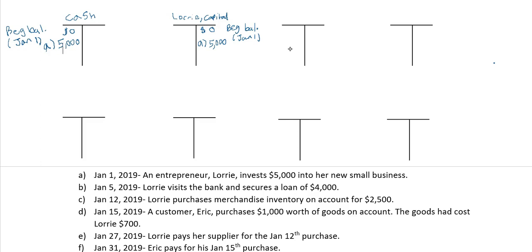January 5th, 2019, Lori visits the bank and secures a loan of $4,000. Presumably, you all know enough about banks to know that when you take out a loan, you get cash. So once again, we're going to have a debit to cash. We'll go over there and again start with your lowercase letter and just punch in $4,000.